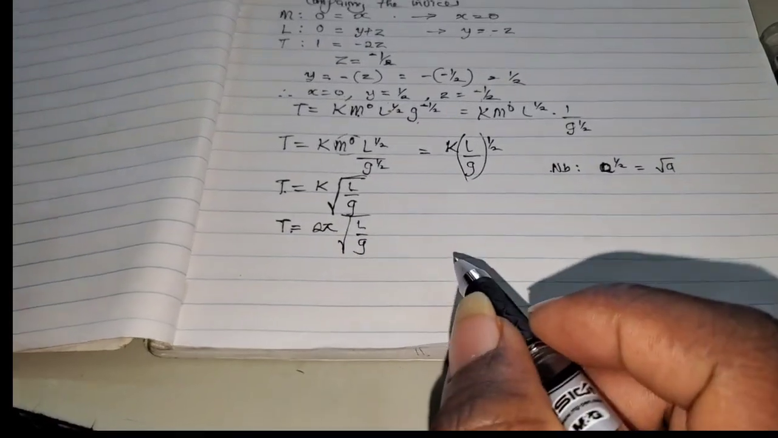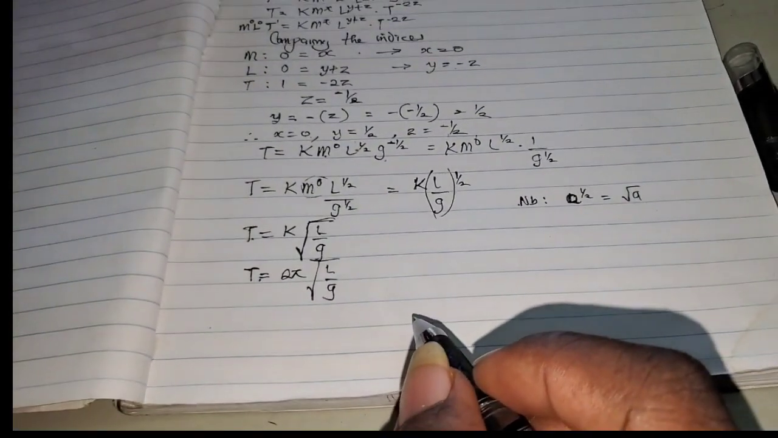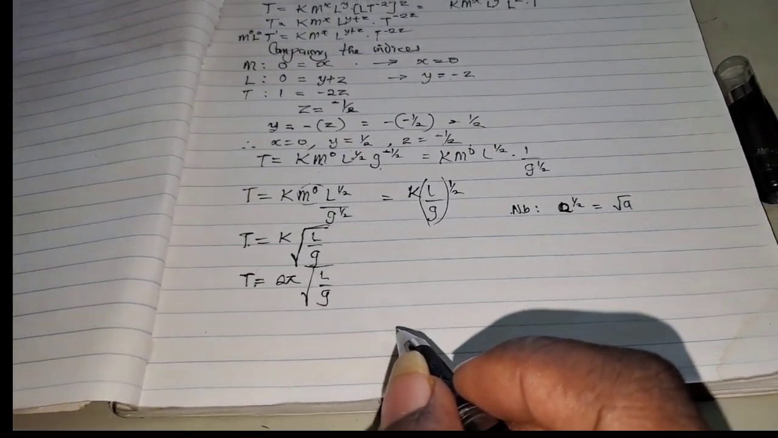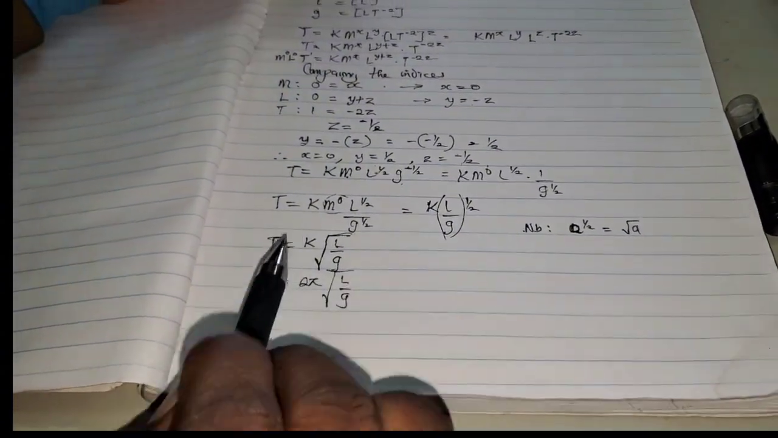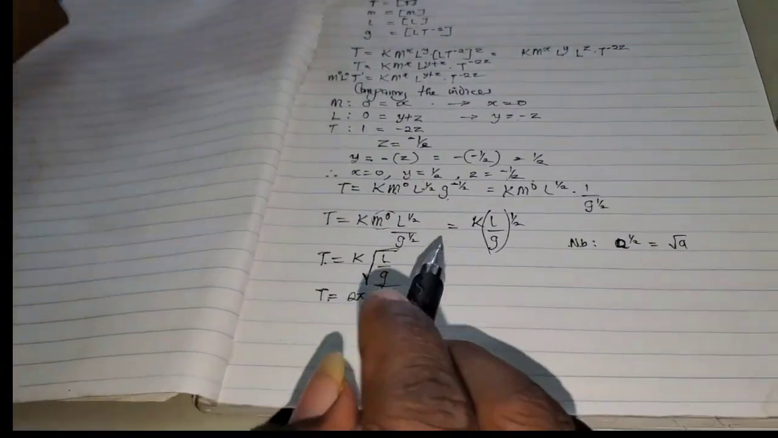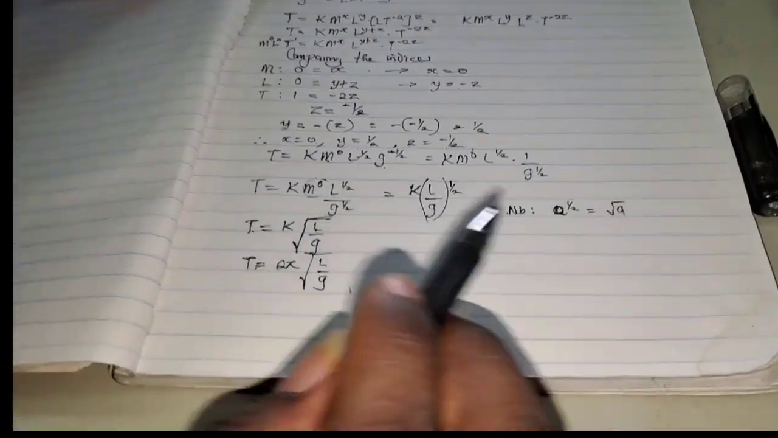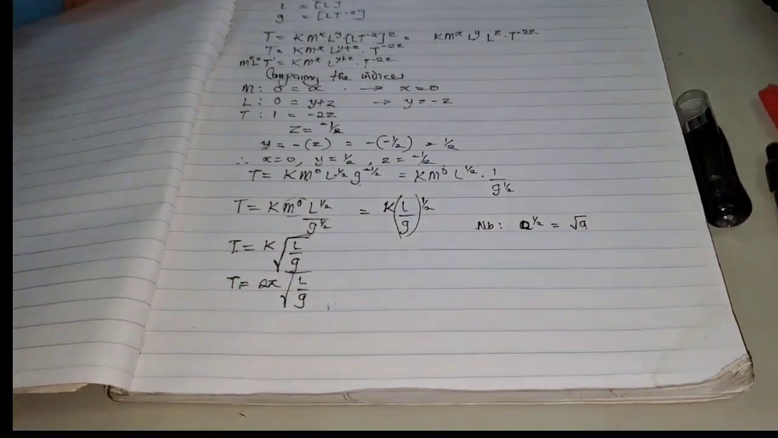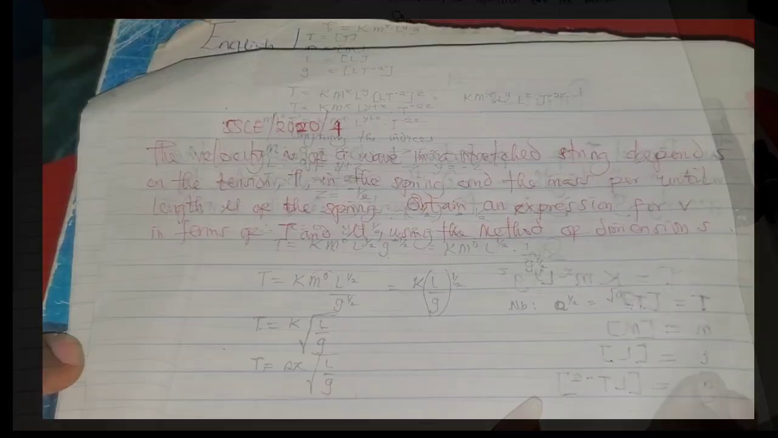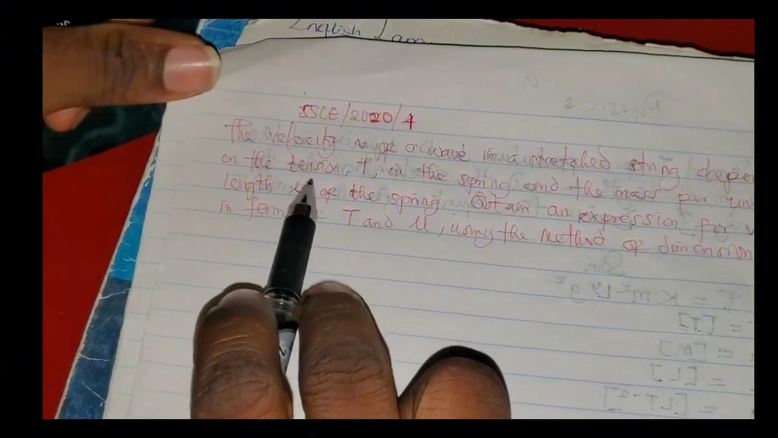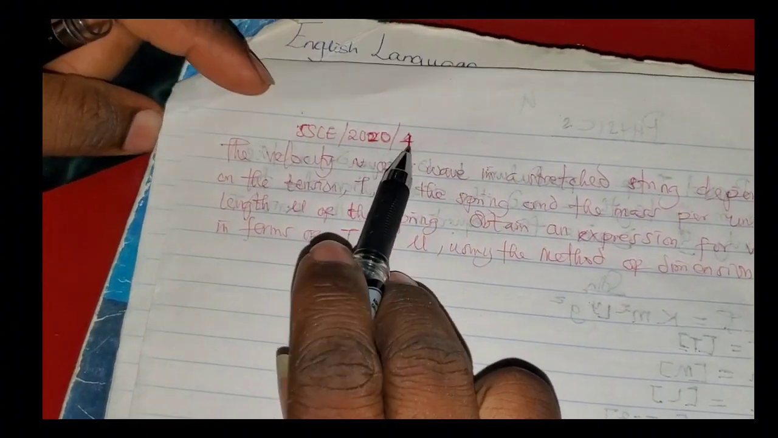One of the uses of dimension is to get the equation, or the formula, of a particular quantity. Another use is to check. Okay, so this is WAEC SSC 2020 question 4.